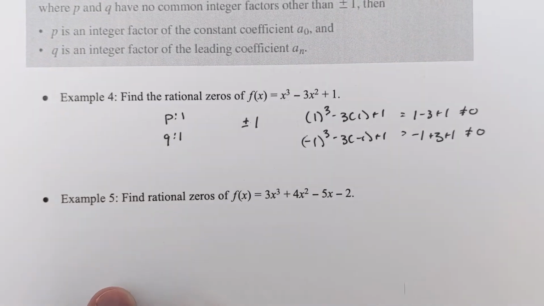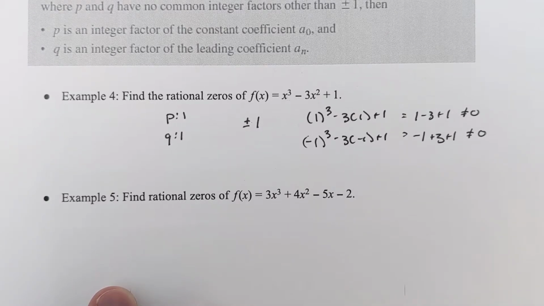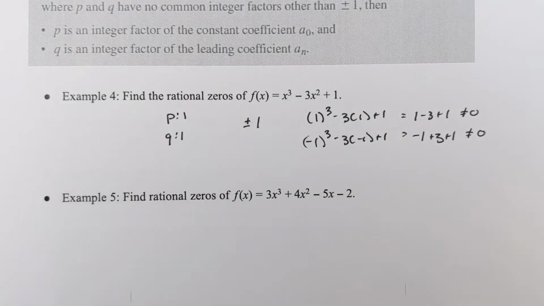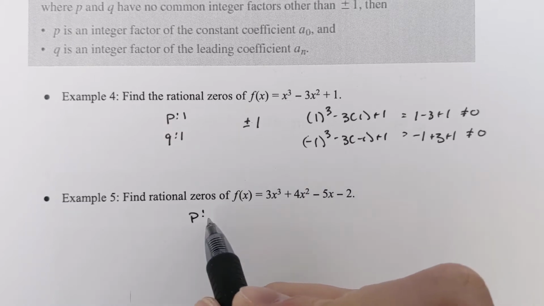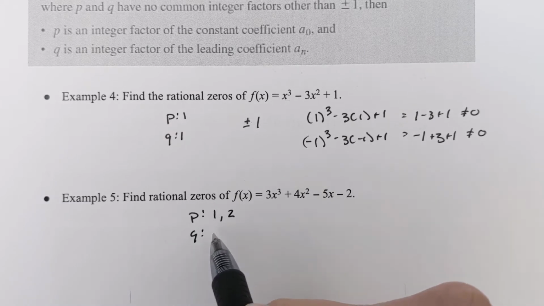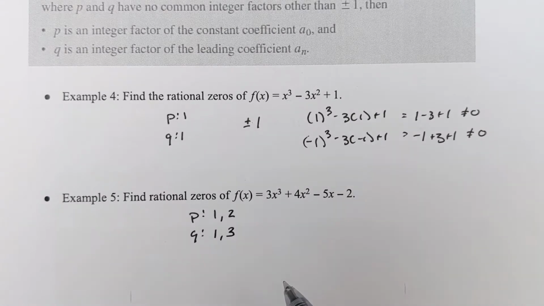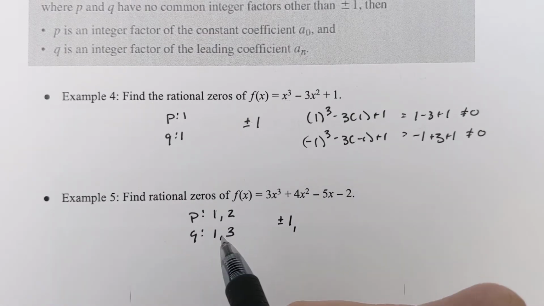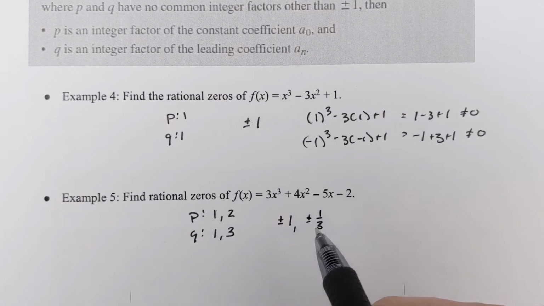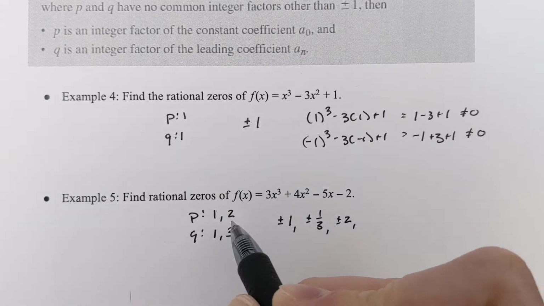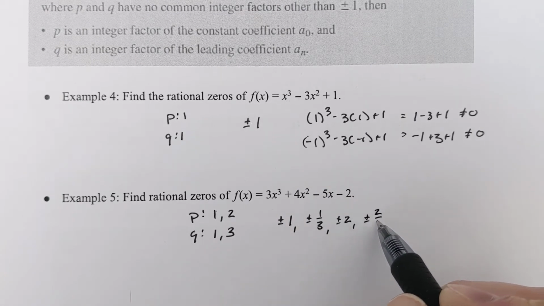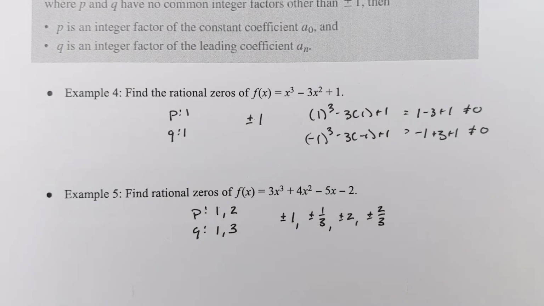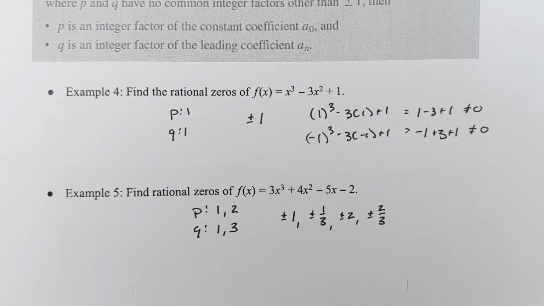All right, so for example 5 here, we've got 3x cubed minus 4x squared minus 5x minus 2. So we need to find the possible rational roots first. For p, our factors of 2 are 1 and 2. For q, our factors of 3 are 1 and 3, and then we have to do all possible combinations. So 1 over 1, so plus or minus 1. 1 over 3 is plus or minus 1/3. 2 over 1, plus or minus 2. 2 over 3, plus or minus 2/3. So these are the possible solutions.